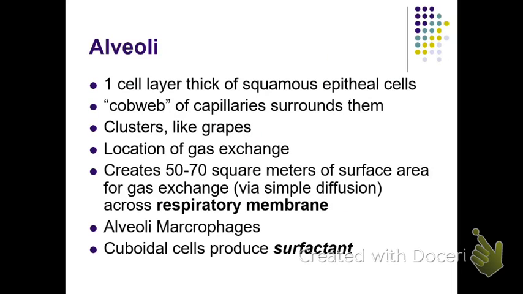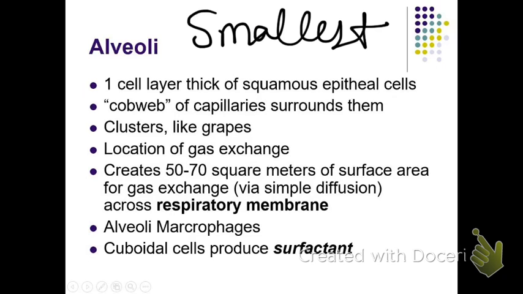The alveoli are the smallest aspect of the lungs. And they're 1 cell layer thick of squamous epithelial cells, so they're kind of square. And overlaying the alveoli is this cobweb structure of capillaries that surround them that allow for that gas exchange to occur. And they kind of look like a cluster of grapes, all stacked and neatly nestled together.